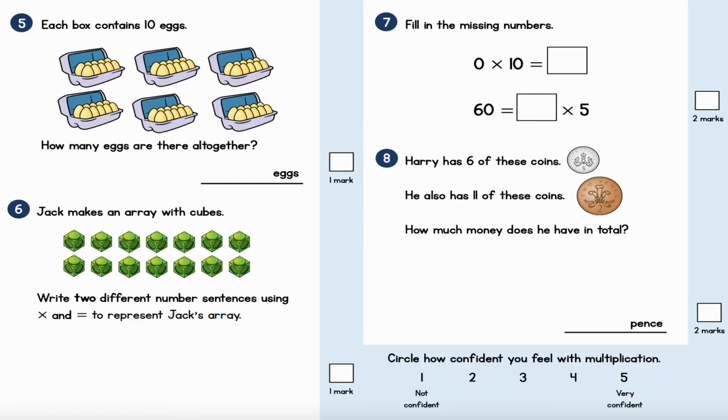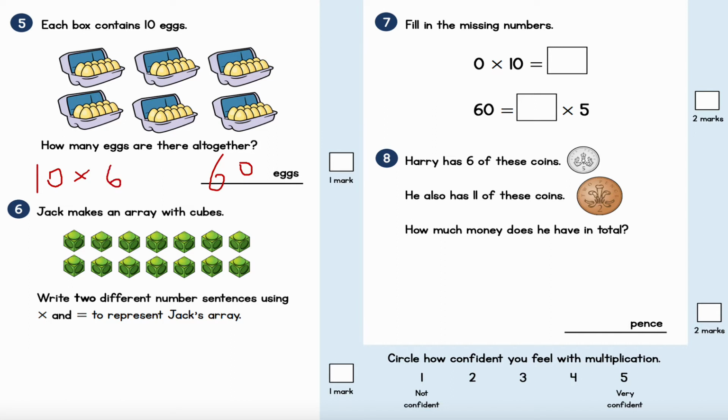This is question number 5. Each box contains 10 eggs. How many eggs are there altogether? Well, 10, 20, 30, 40, 50, 60. 6 lots of 10, or 10 times 6, gives us 60.